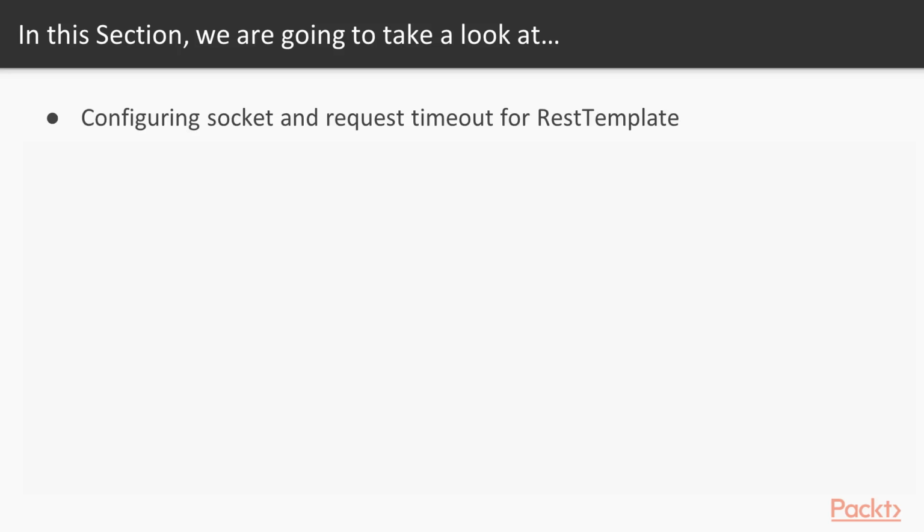So in this section, first we will be configuring socket and request timeout for REST template. You will see how to specify those configurations for REST template using the underlying mechanism. Then we'll be separating REST templates per client microservice. So often in a microservice, we need to execute requests to different microservices, and those different microservices have different SLAs. So it means that we need to specify different timeouts for them. We'll be doing that in the second video.